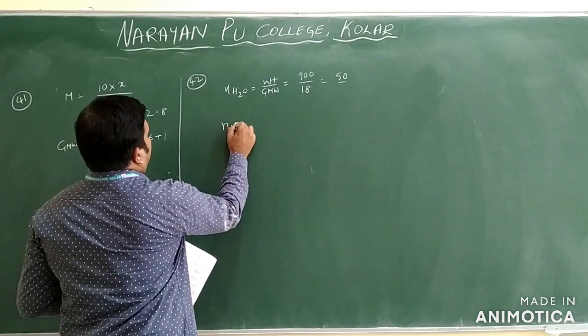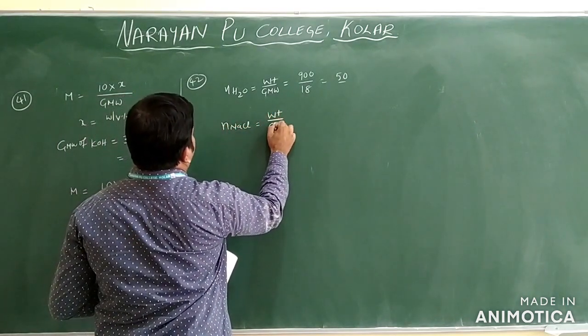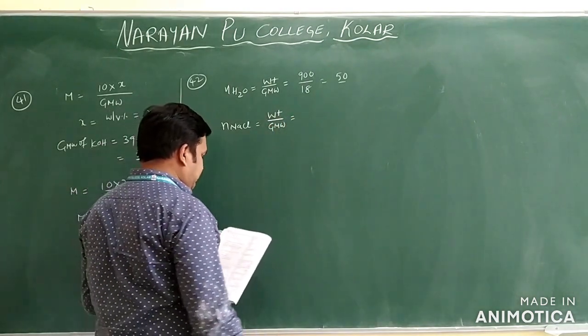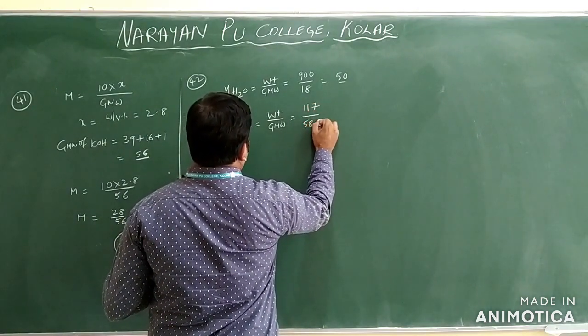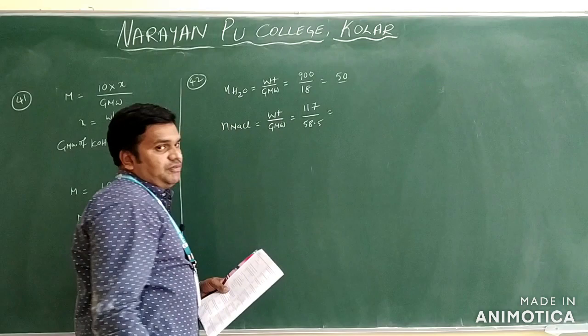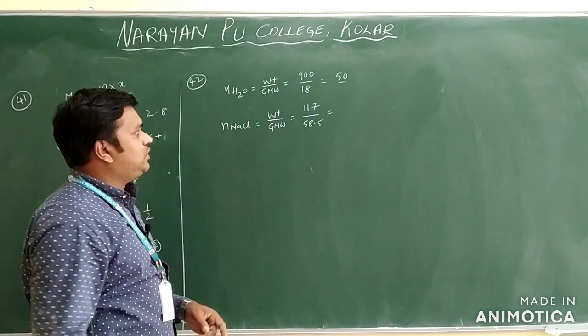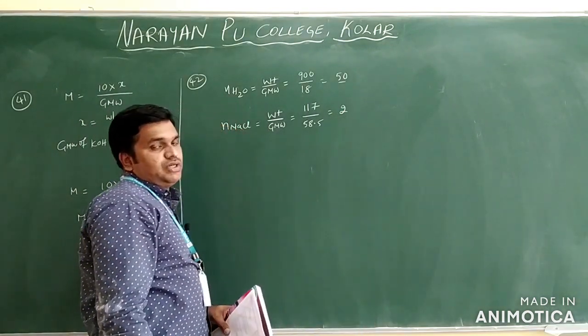Next we can find out number of moles of NaCl, weight by gram molecular weight. What is the weight of NaCl given? 117 by 58.5 only. Why 58.5 here? Sodium 23 and chlorine 35.5. Total we have 58.5. If you solve this, what you will get? 2 moles you are getting only.